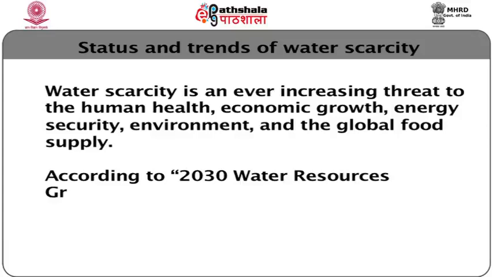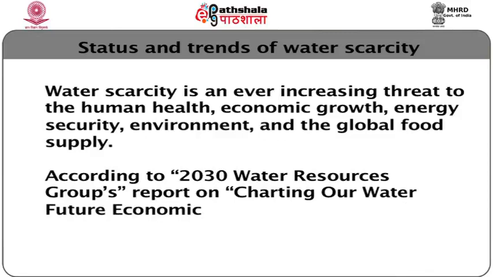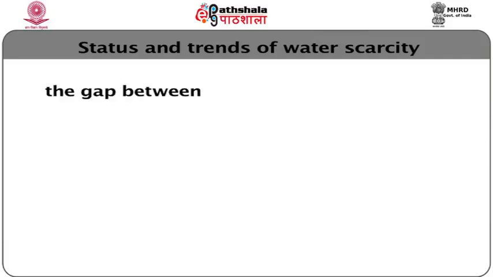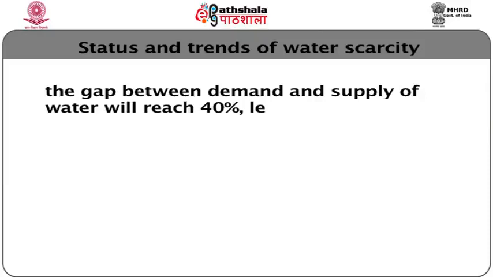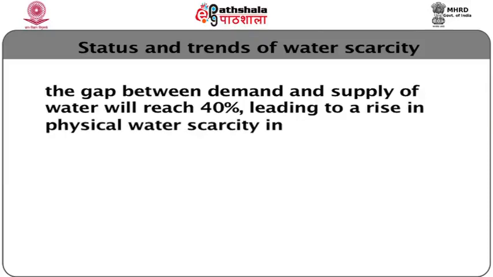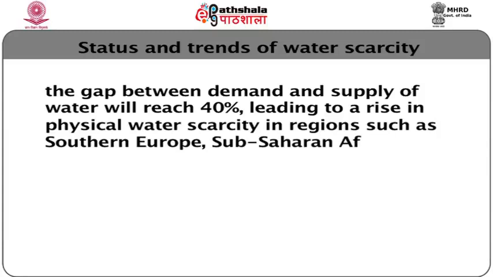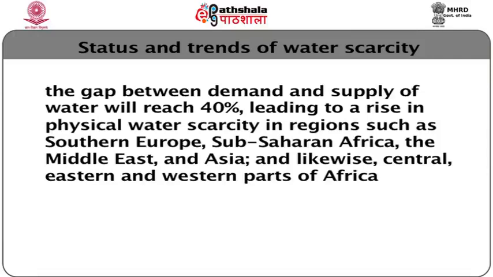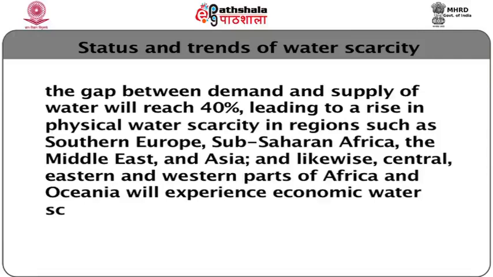According to the 2030 Water Resources Group, their report, Charting Our Water Future: Economic Framework to Inform Decision Making, suggests that by 2030 the gap between the demand and the supply of water will reach about 40%, leading to a rise in physical water scarcity in regions such as Southern Europe, Sub-Saharan Africa and the Middle East and Asia, and likewise Central, Eastern and Western parts of Africa and Oceania will experience economic water scarcity.